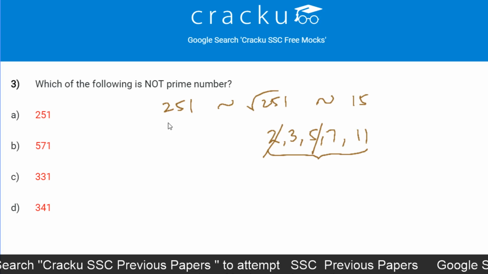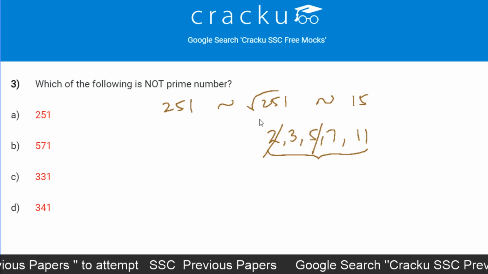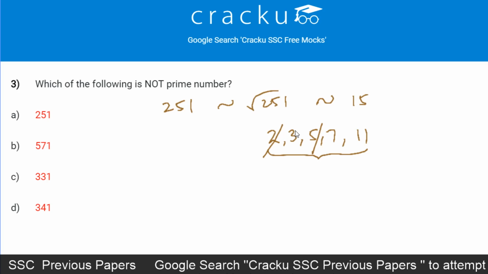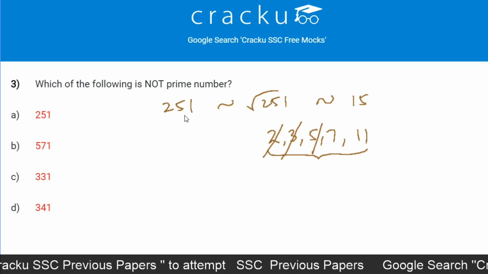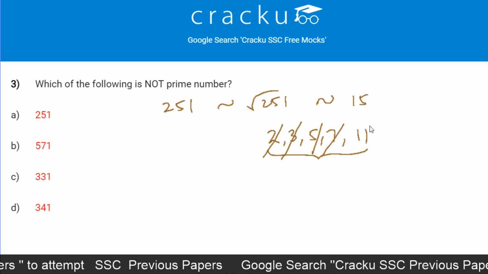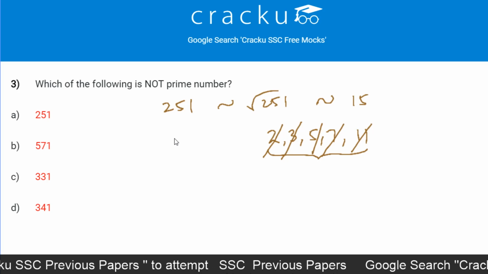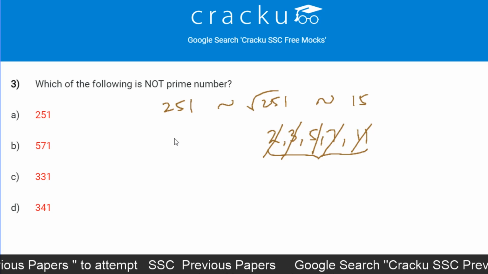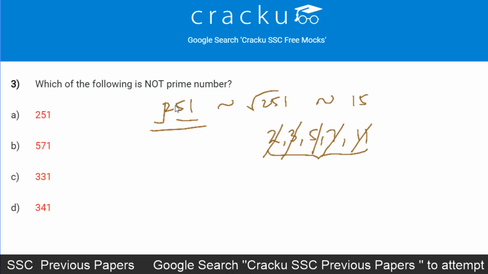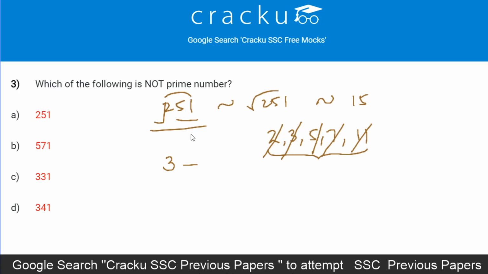If you add the digits of this number, 2 plus 5 plus 1, that is 8. 8 is not divisible by 3. That means this entire number is also not divisible by 3. Next, coming to 7, this is also not divisible by 7. Similarly with 11, we know that if the sum of digits in odd places minus the sum of digits in even places is divisible by 11, then the number is divisible by 11.